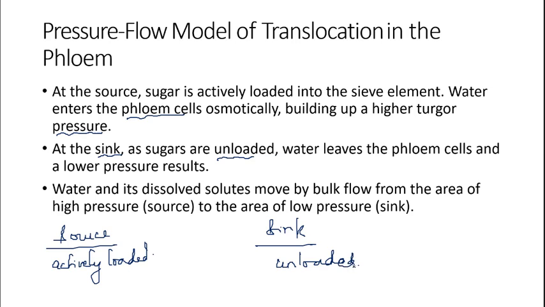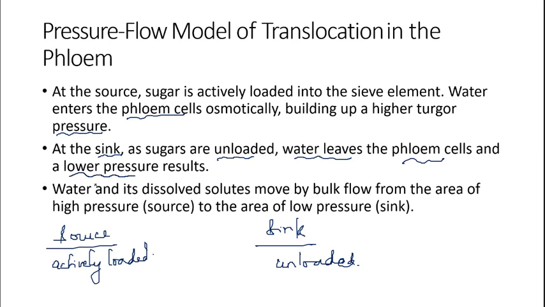In the loading condition, sugar enters the phloem cells. When the sugar enters the phloem cells, water also enters, which builds up the turgor pressure. Near the sink, the phloem is unloaded. That means the solute enters the sink. When solute enters the sink, the water leaves the phloem, so the turgor pressure is lowered.